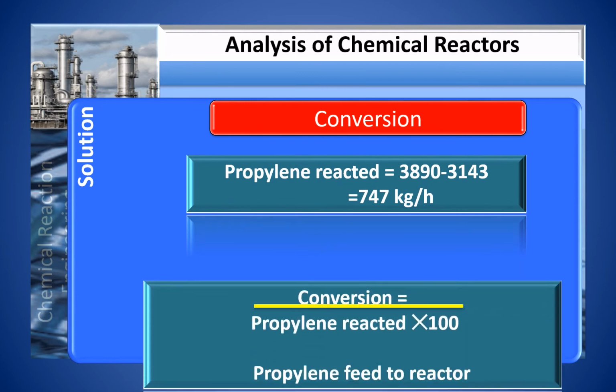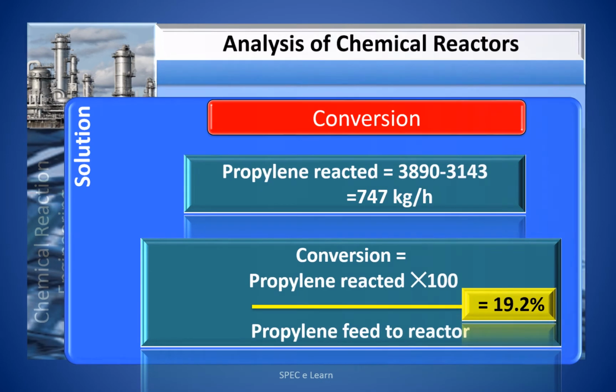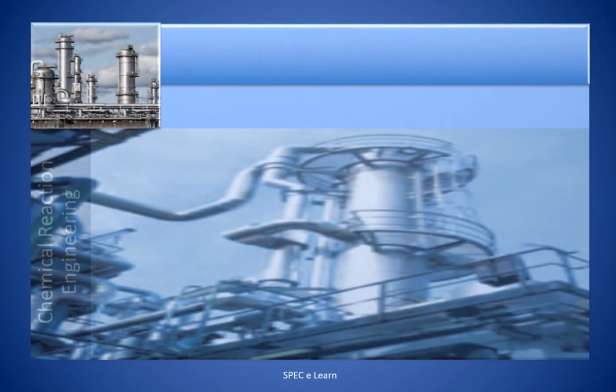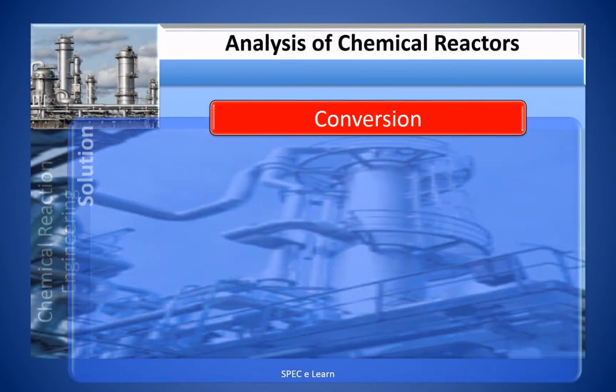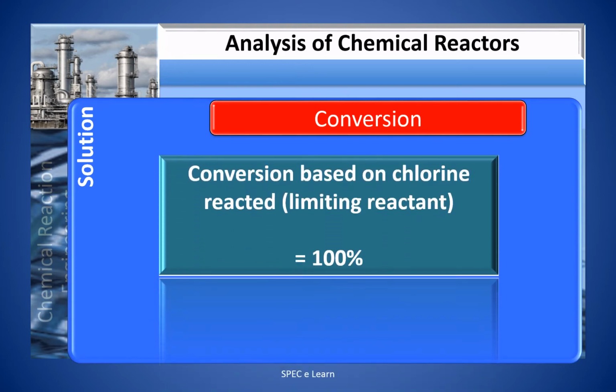To determine the conversion, first determine the propylene reacted, which is 747 kg per hour. So the conversion is propylene reacted divided by propylene fed to the reactor, which works out to 19.2%. As expected, the conversion based on chlorine reacted is 100% because chlorine concentration in the outlet is 0.